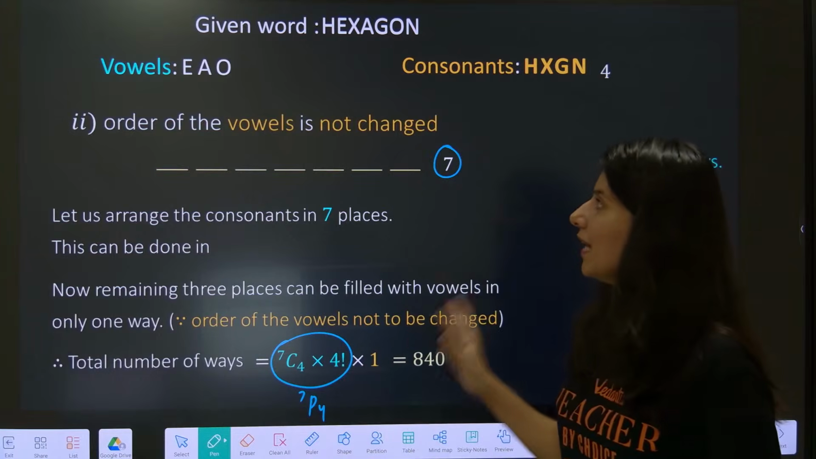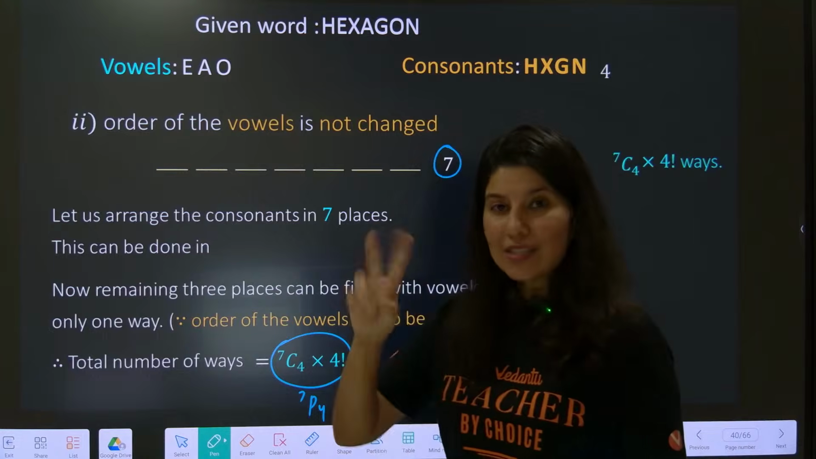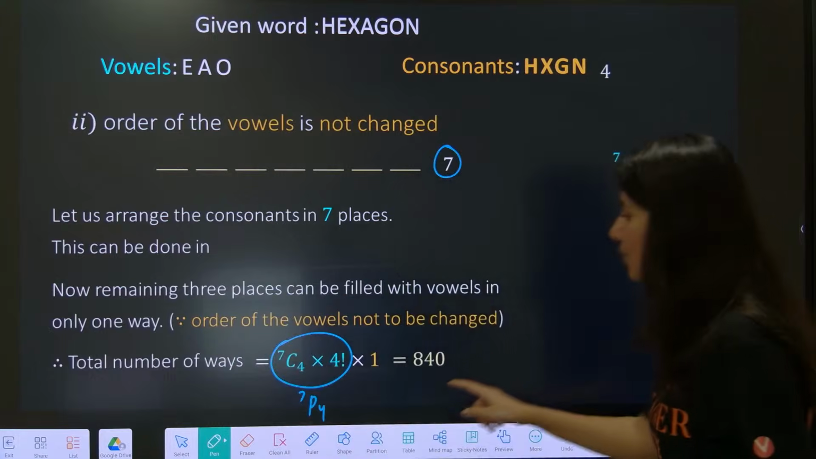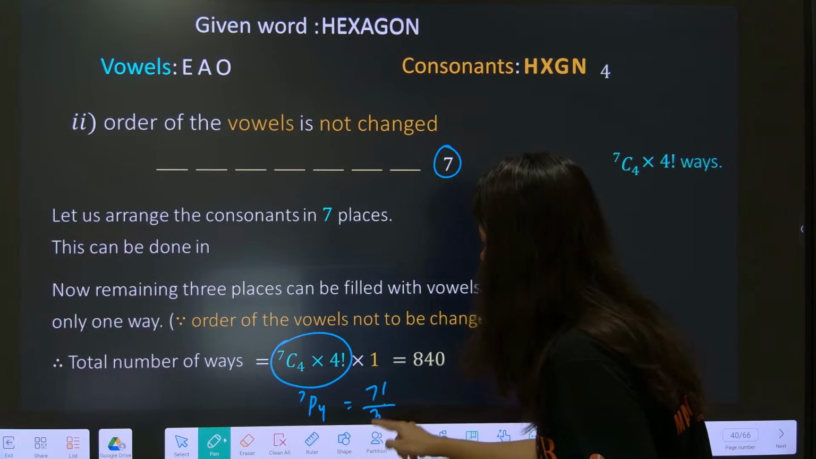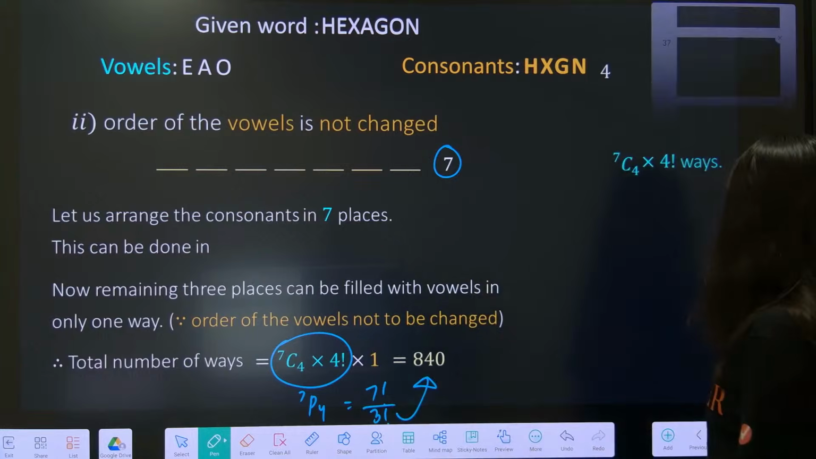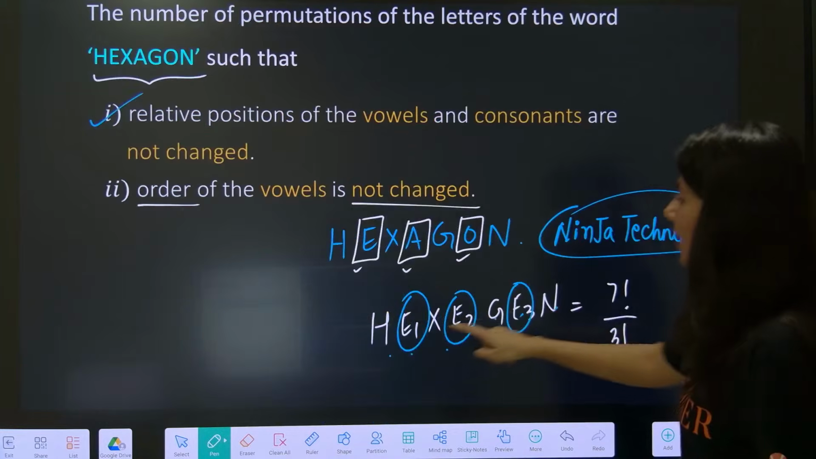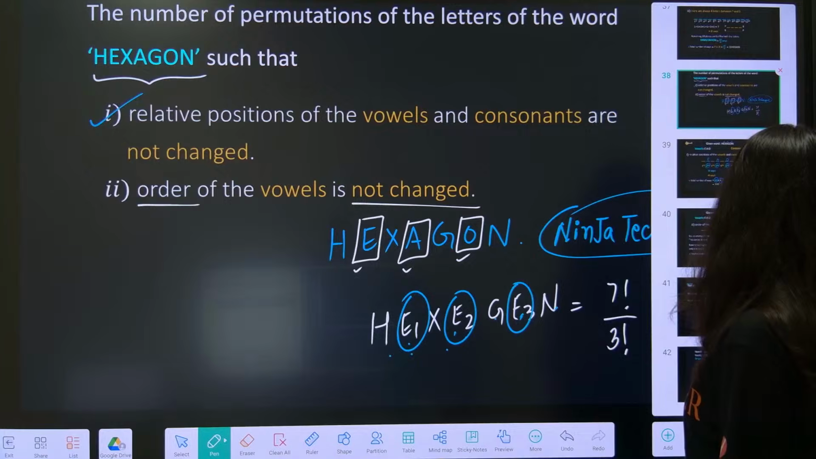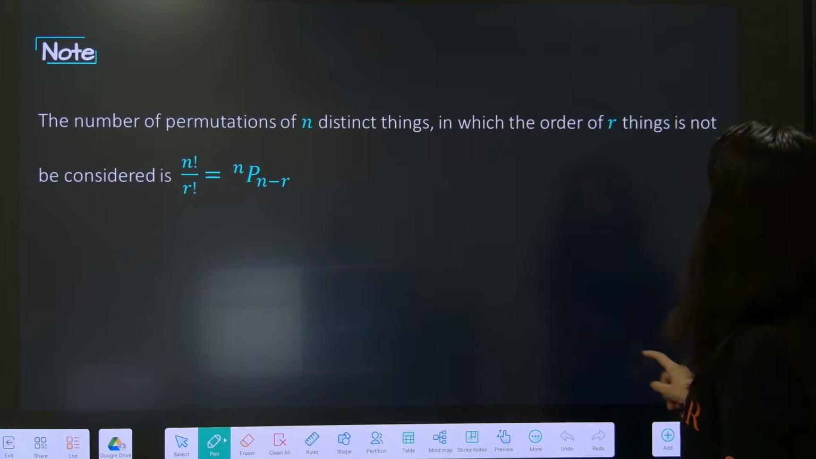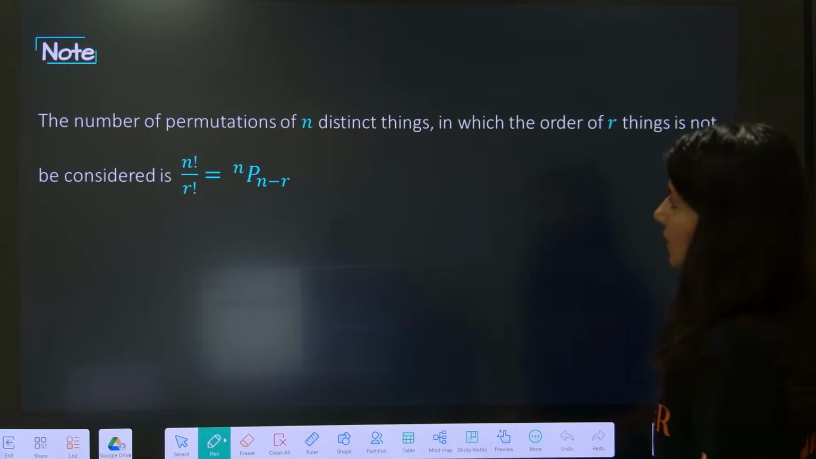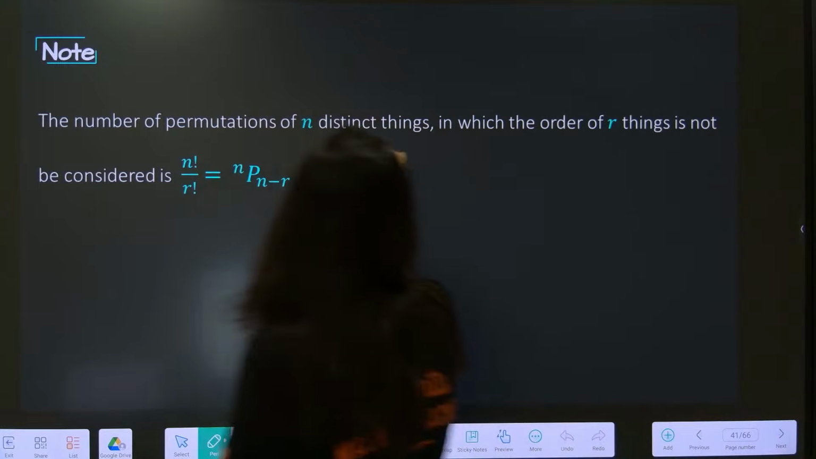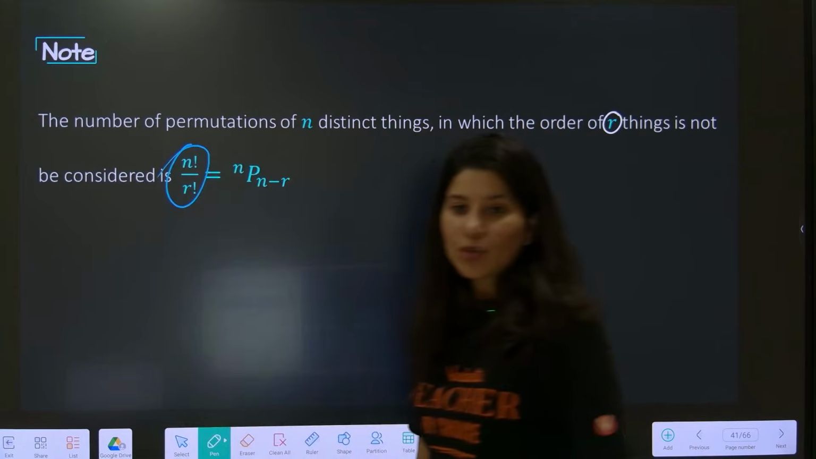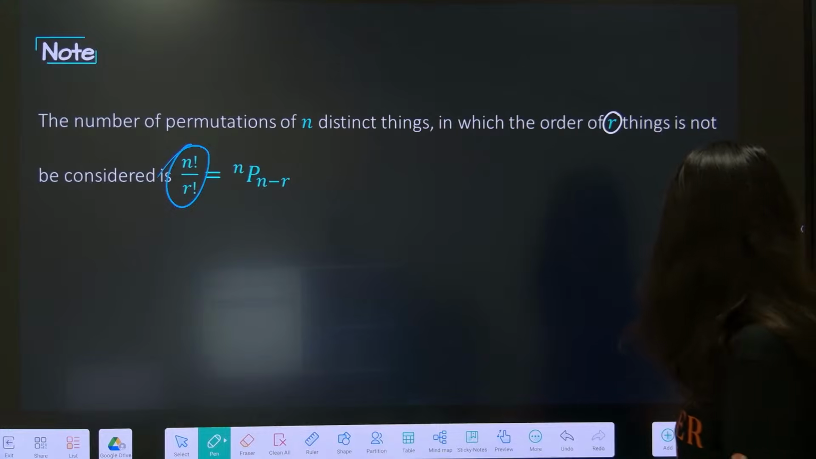Now EAO can be arranged only in a single way because they cannot shuffle, order cannot be changed. So just 1. So the answer is what? 7 factorial upon just 3 factorial, which is equivalent to the ninja technique which I just told you: make those 3 letters identical and boom, you are done. See, the number of permutations of n distinct things in which the order of r things does not matter is n factorial upon r factorial. Direct formula you can apply.